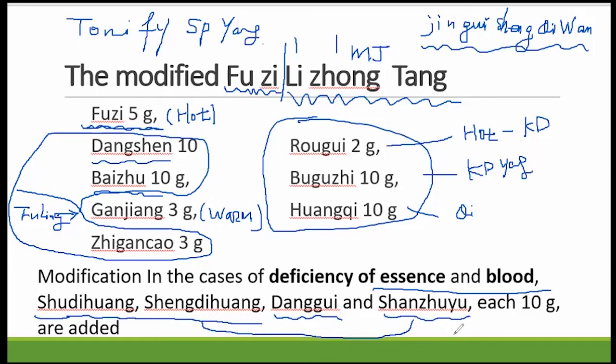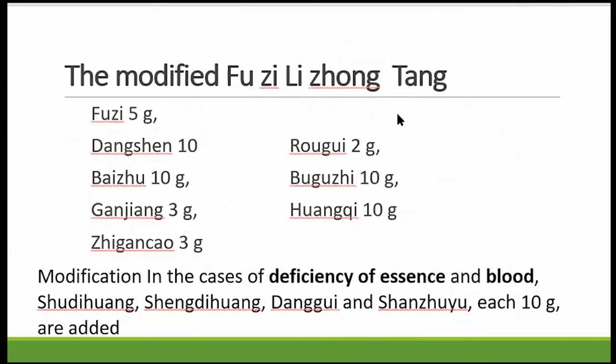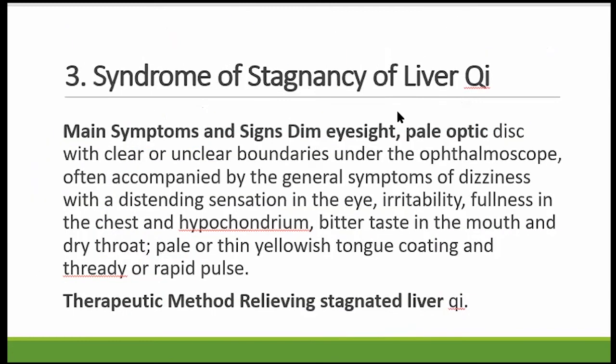Shen Qi Wan, we have six ingredients. But the main herbs are Di Huang, Shan Yao, Shan Zhu Yu. So basically, we have three here already. So that's the pattern.